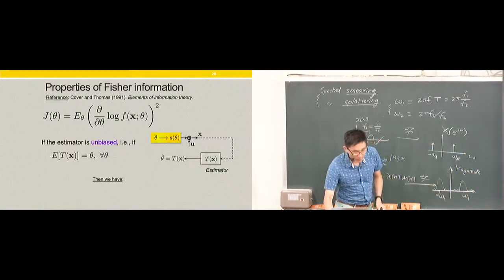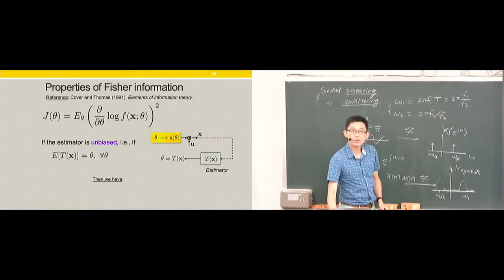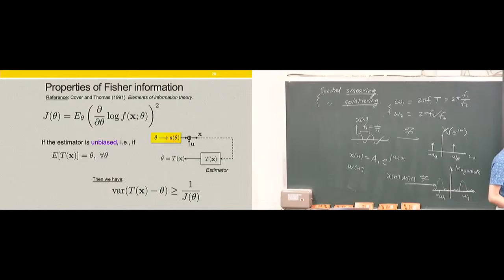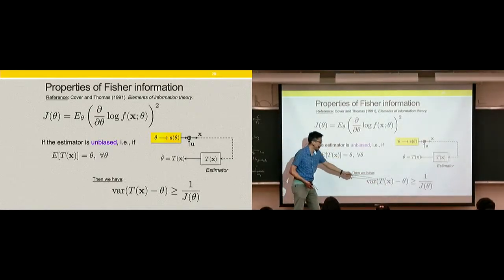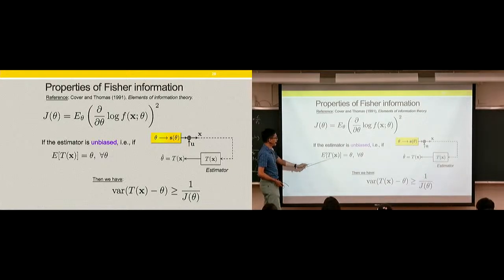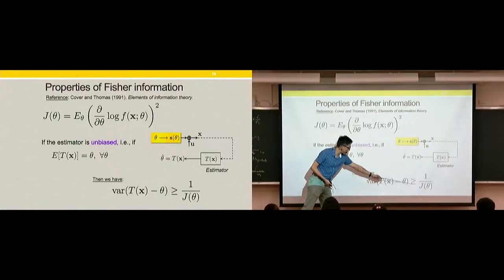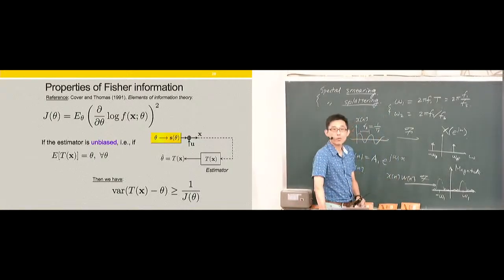Then we have a very important property that I'm just going to refer to you. We're not going to prove it. This is the variance of your estimation error. The mean of your estimation is right on, but there's uncertainty. So how about the variance? The variance of your estimation error is guaranteed to be lower bounded by 1 over J. That's a very beautiful, well-known theorem in detection and estimation theory.